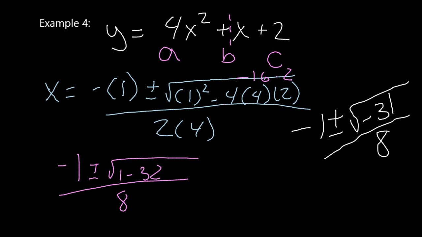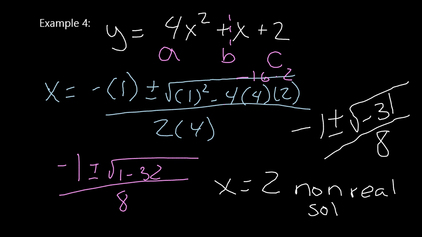You guys have not learned what a negative inside a radical means, but pretty much it gives you an imaginary number. What we're going to say is that x equals 2 non-real solutions. If you were to type a negative into the calculator, a negative square root, you would end up getting something that says non-real. So anytime there's a negative under a radical sign, it is 2 non-real solutions.